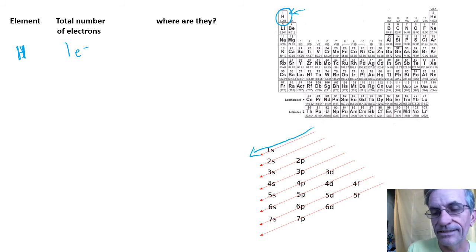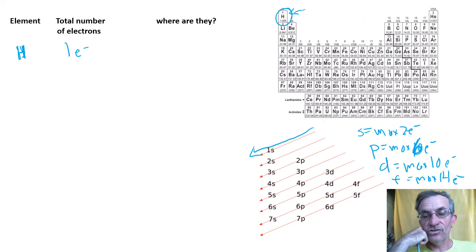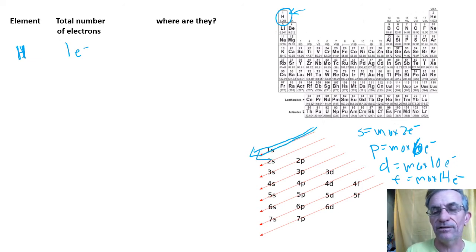And let me also remind you, S's go to a max of 2 electrons. P's go to a max of 6, I misspoke there. D's go to 10, and then F's can hold up to 14 electrons. Now for hydrogen, it only has 1 electron. So where's it going to be? It's going to be in the closest in shell, which is called the 1s shell.